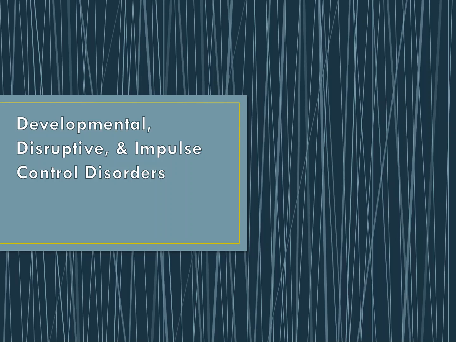Finally, we'll discuss the impulse control disorders, which can be diagnosed in children or adults, but similar to disruptive disorders, involve difficulties controlling emotions and behaviors, manifested as inability to control urges or impulses to engage in certain behaviors. There are two disruptive disorders: oppositional defiant disorder, or ODD, and conduct disorder.